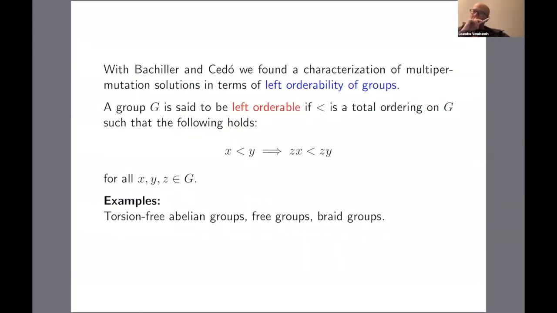But what I would like to mention is a different result, which was proved in collaboration with David Bachiller and Ferran Cedó. What we did was to find a characterization of multi-permutation solutions in terms of left-ordered groups. You say that a group G has a left order if you have a total ordering on G which is compatible with left multiplication, which means this formula that I wrote there. This is quite well known in topology or in algebra. For example, torsion-free abelian groups, free groups, and braid groups are left orderable, okay?